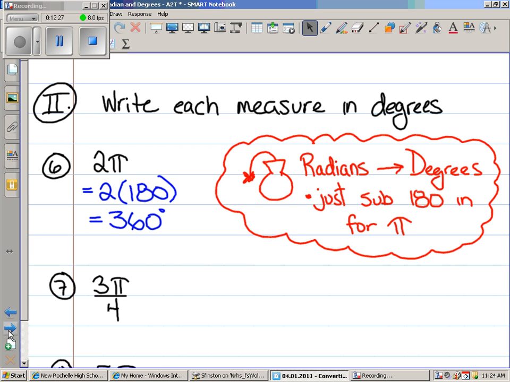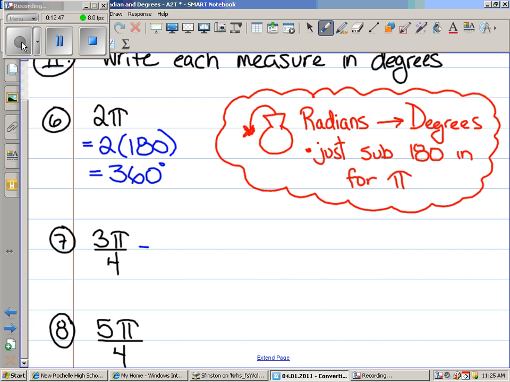And that's how to move back and forth between a radian measure and a degree measure. For me, since I don't like really dealing with things in radians, and that's just my own personal preference, pretty much anytime I'm given a problem in radians, I sub 180 in for pi, convert it to degrees, solve it, and then take my answer and convert it back to radians. Let's do this. 3 times 180 divided by 4. How much is that?